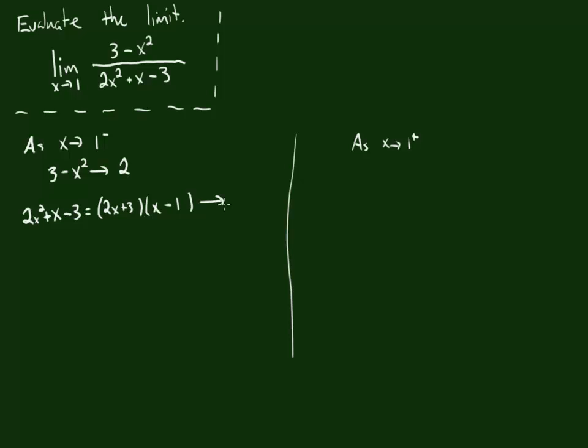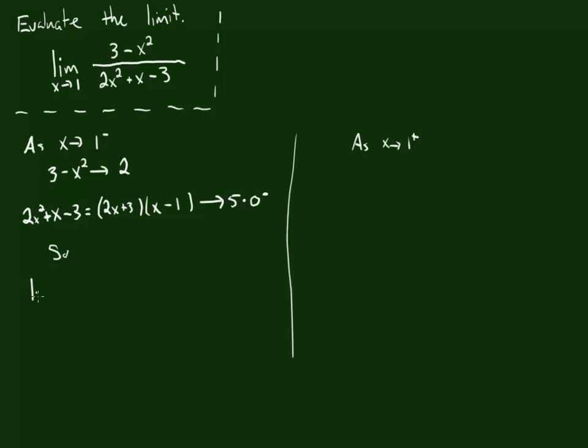Alright, so what does this approach? Well, for the 2x plus 3, when you put 1 into this, you're going to get 2 plus 3. So this is approaching 5 in the first factor. And the second factor is x minus 1, which is going to approach 0. That means we need to figure out what side of 0 we're on. If we're approaching 1 from numbers slightly less than 1, we're taking a number slightly less than 1 and subtracting 1 from it. That makes our number a little bit negative. We're on the left side of 0.